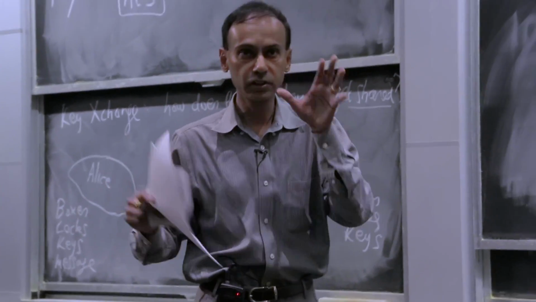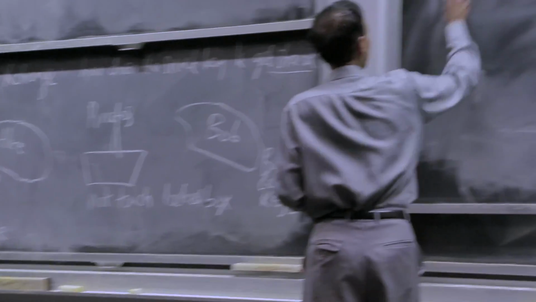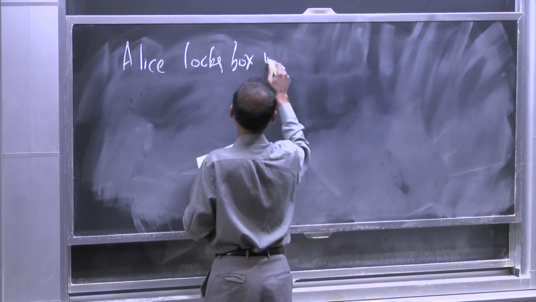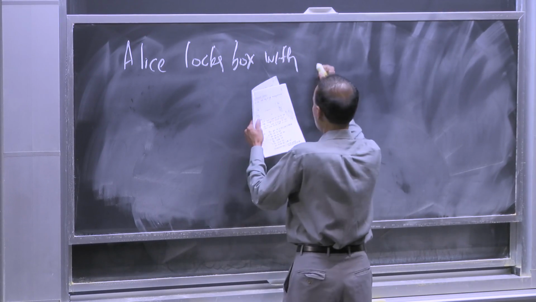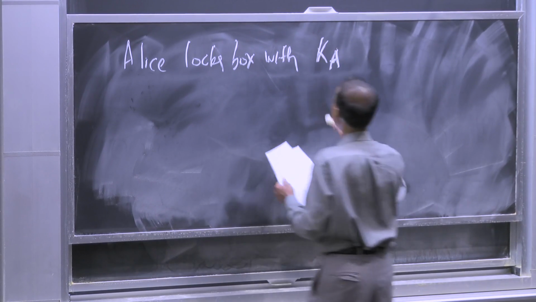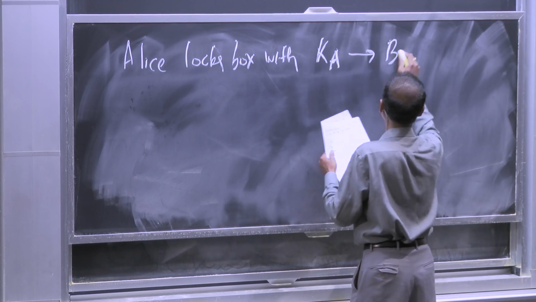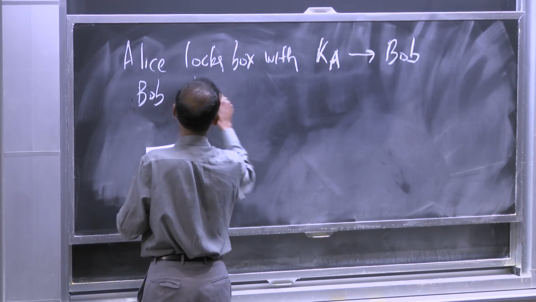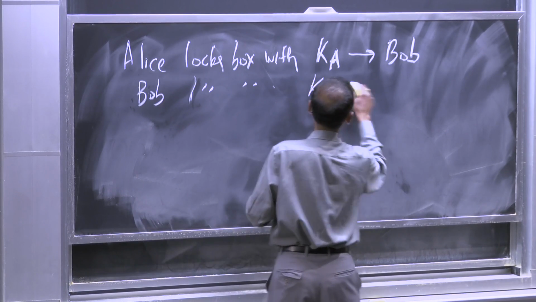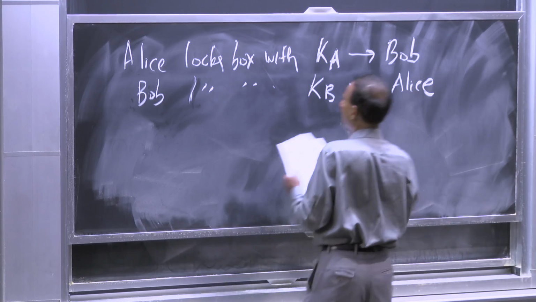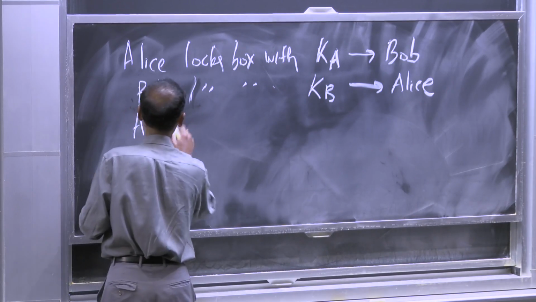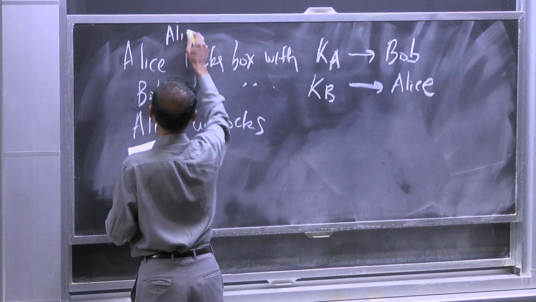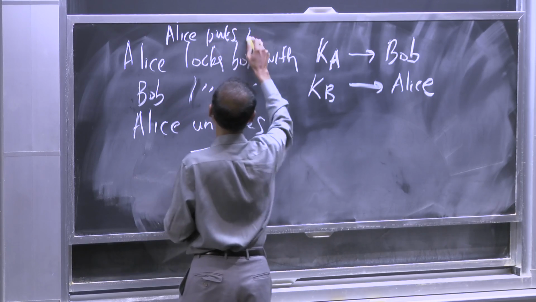That is exactly right. So just to recap, Alice locks the box with KA, that's the key for her lock, and sends it to Bob. Bob locks the box with KB and sends it to Alice, and Alice unlocks. Oh, I should have said that Alice puts the message in the box.